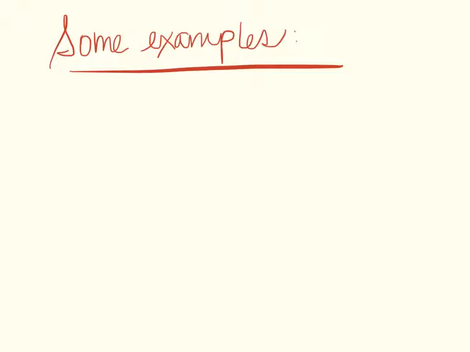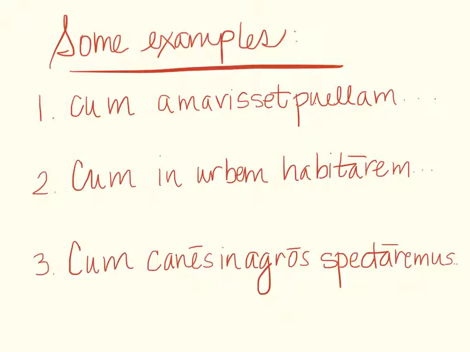Let's do some examples. Take a moment and pause the video and try to translate the following phrases. Cum amavisset puellam, cum in urbe habitarem, cum canes in agris spectaremus. Pause the video and try to translate these.